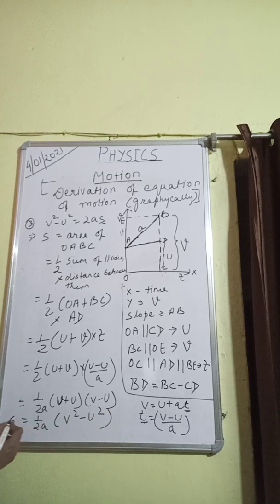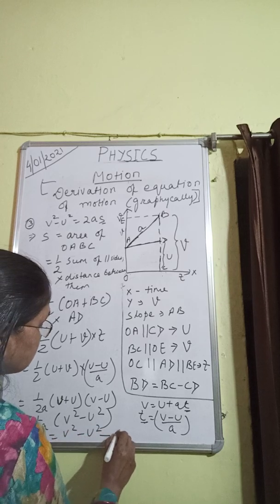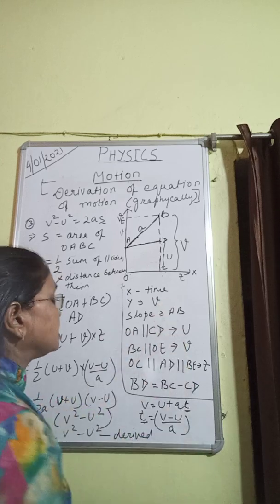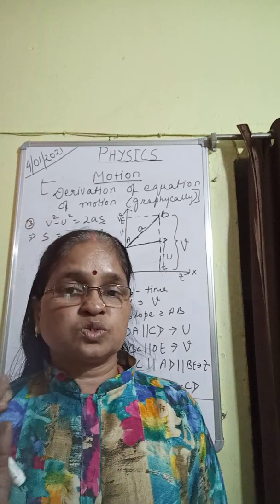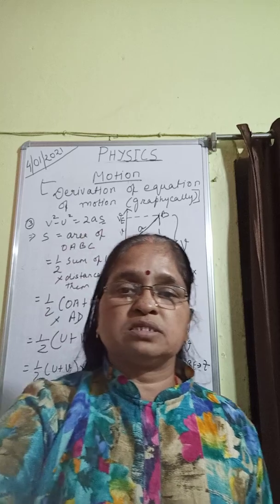Cross multiplying, 2AS is equal to V square minus U square. So we have got the third equation of motion. Like this, graphically we can derive the third equation of motion, and it's very important. So students, go through it, practice it, and prepare for your exam.